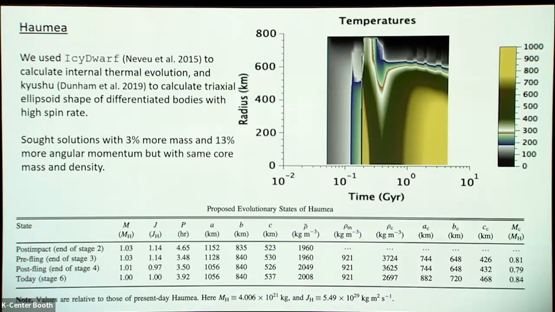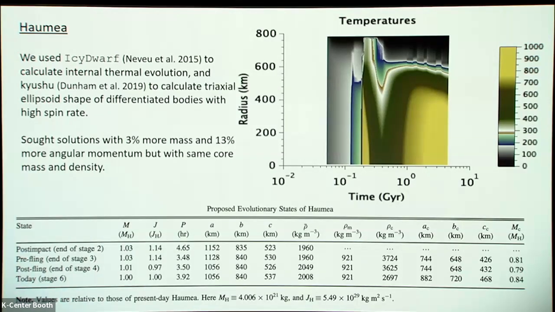One is the icy dwarf code that Mark wrote to model the thermal evolution of an admittedly spherical body. And the other is this Kyushu code that I wrote that calculates the hydrostatic equilibrium structure and shape of a differentiated, rapidly rotating body and calculates the triaxial ellipsoid shape that gives you equilibrium.